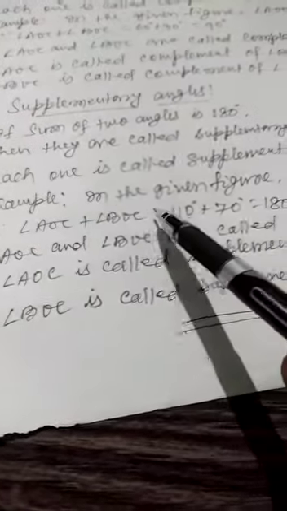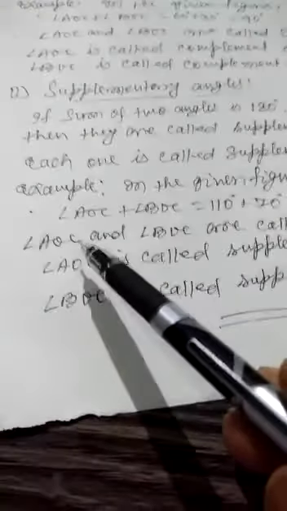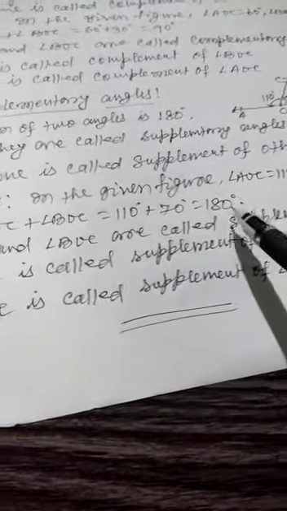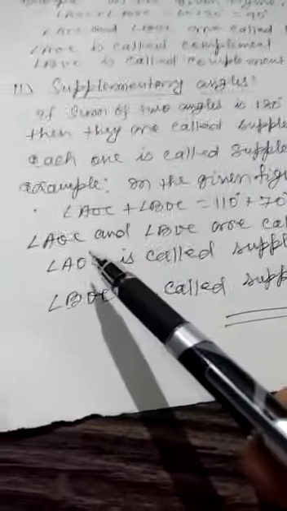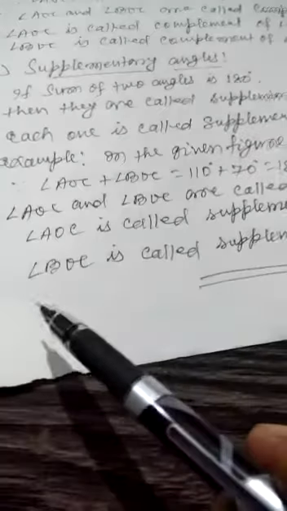In the example, it is written in the given figure, angle AOC 110, angle BOC 70 degree. So angle AOC plus angle BOC, that is 110 plus 70 equals 180 degree. So angle AOC and angle BOC are called supplementary angles. Angle AOC is called the supplement of angle BOC and angle BOC is called the supplement of angle AOC.